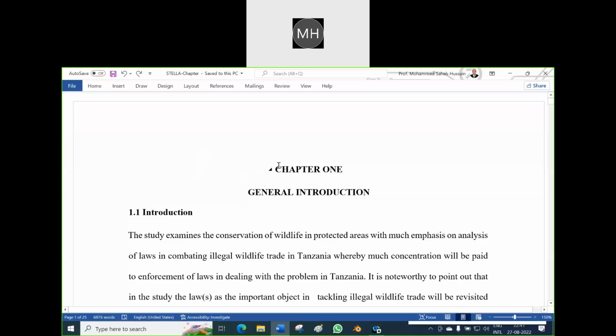And this is the heading. Chapter 1 is the heading and general introduction is the subheading.